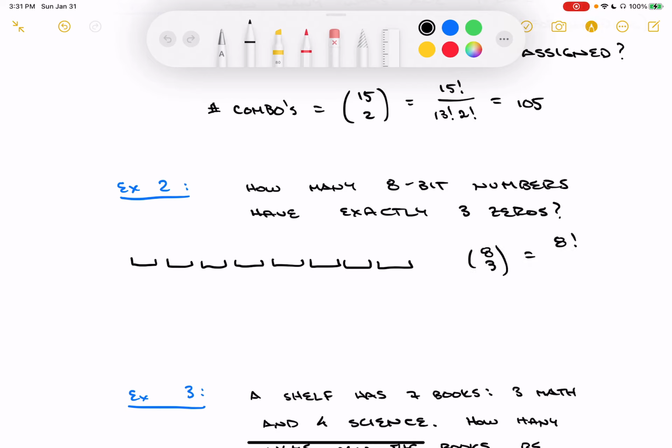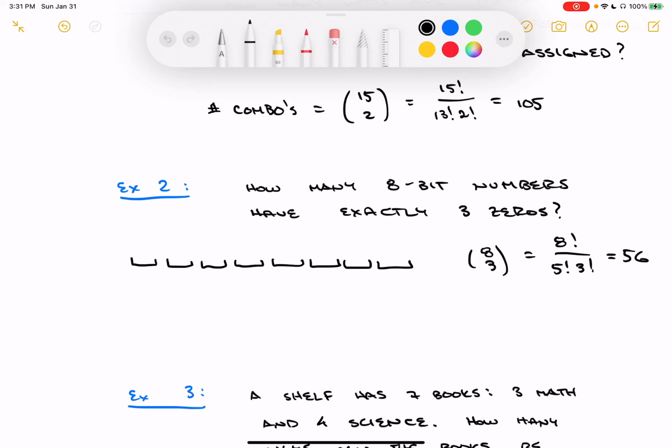That's 8 factorial over 5 factorial, 3 factorial. And if you go ahead and carry out those calculations, you end up getting 56. Okay, so there should be 56 8-bit numbers that have exactly 3 zeros. Now, this is a case where, if you were a little bit patient, you could probably count them exhaustively.